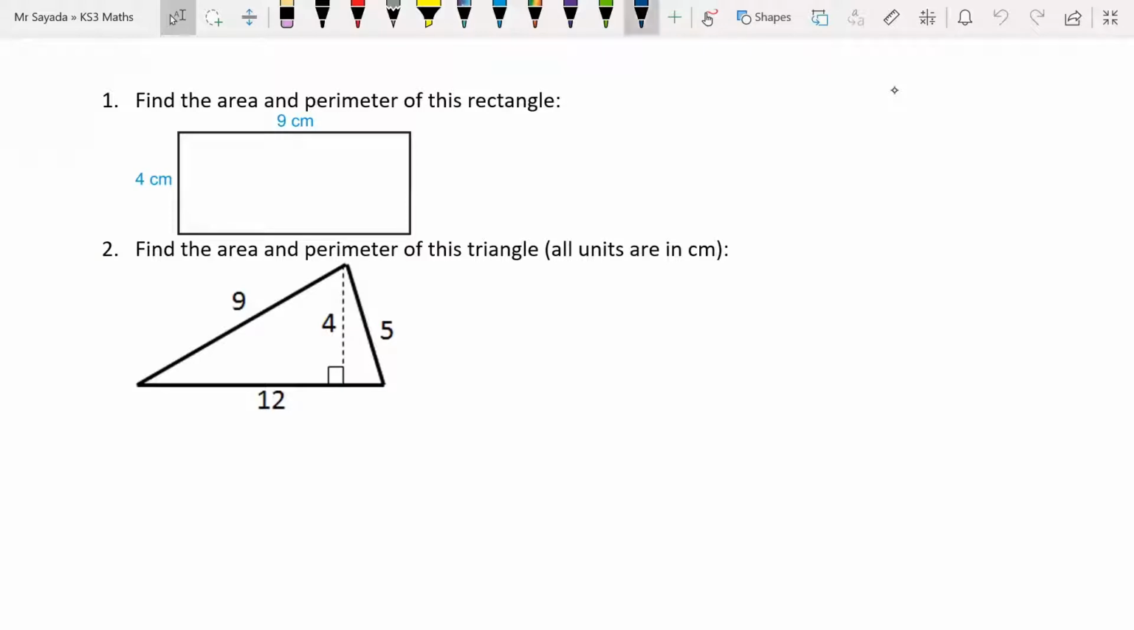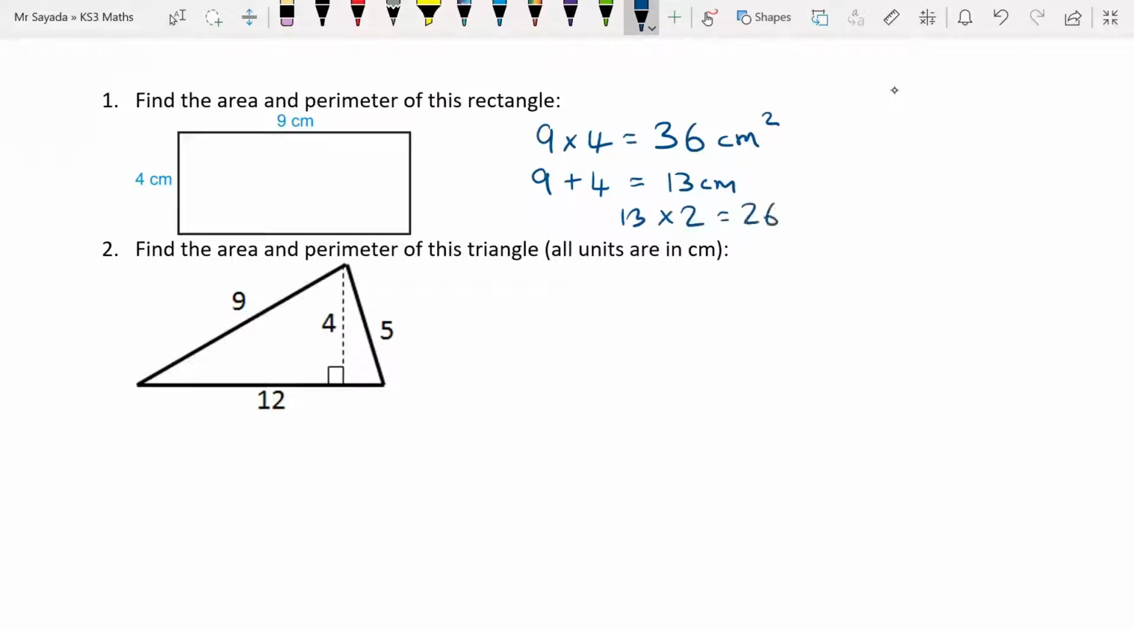So the first question, to find the area of the rectangle, we do the length times the width, 9 times 4, which is 36, and the units for area are centimetres squared, 36 centimetres squared. For the perimeter, we add the length and the width together, 9 plus 4 is 13 centimetres, and then we times that by 2 to make 26 centimetres.